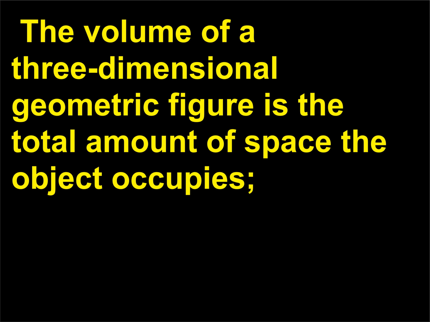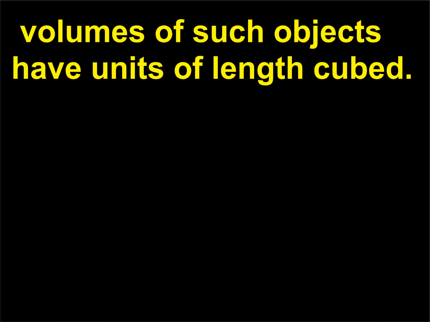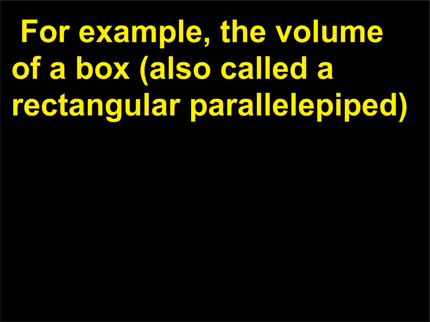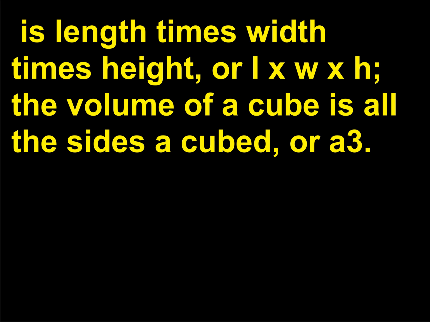The volume of a three-dimensional geometric figure is the total amount of space the object occupies. Volumes of such objects have units of length cubed. For example, the volume of a box, also called a rectangular parallelepiped, is length times width times height, or L x W x H. The volume of a cube, with all sides a, is a cubed, or a³.